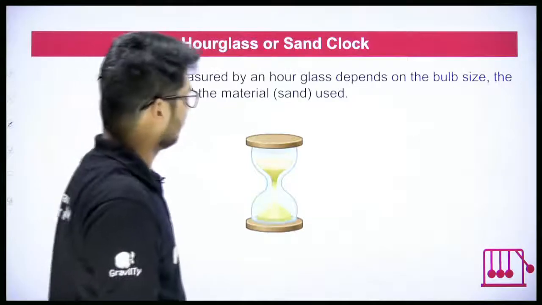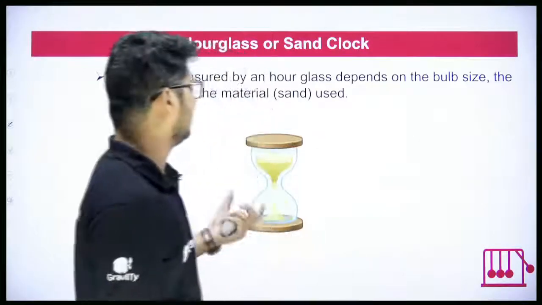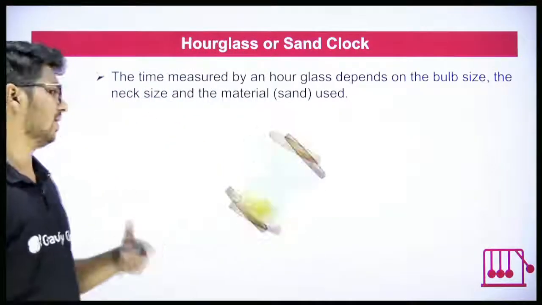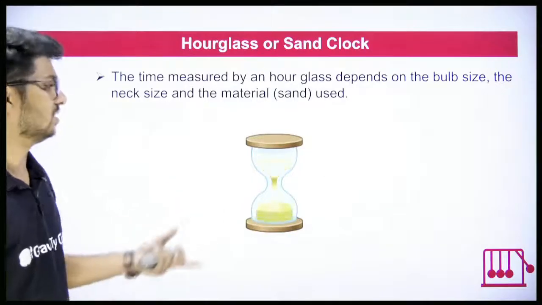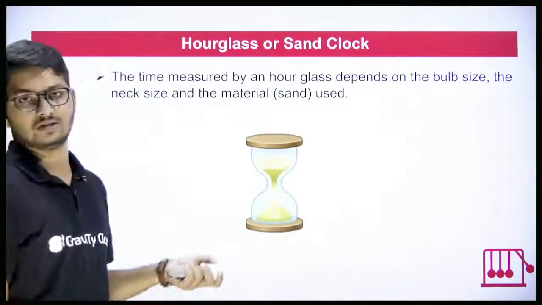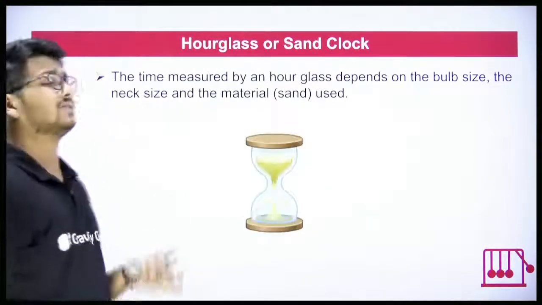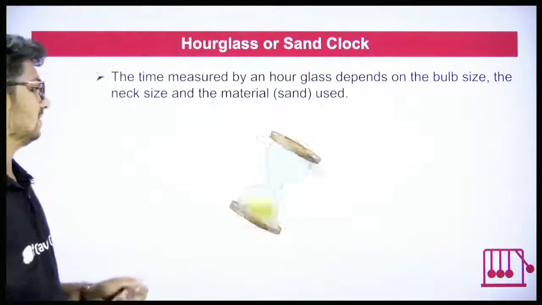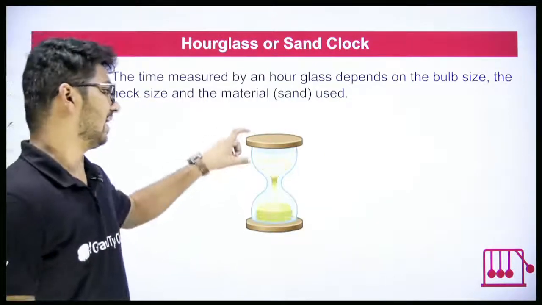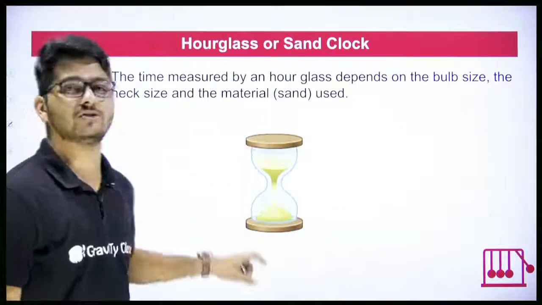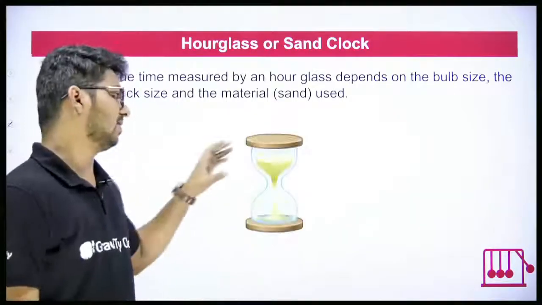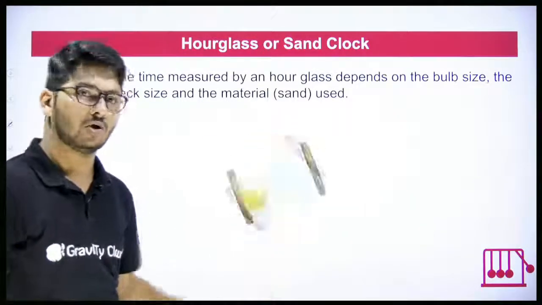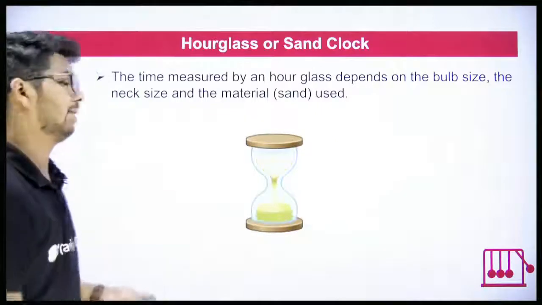Okay? Then again, you might have seen this in many movies. You don't normally have this, but you might have seen this in movies. Right? An hourglass or a sand clock. It's very simple. There will be a specific time that the sand takes to fall down. So however much time it takes to fall down, we can record it. So you can measure time.